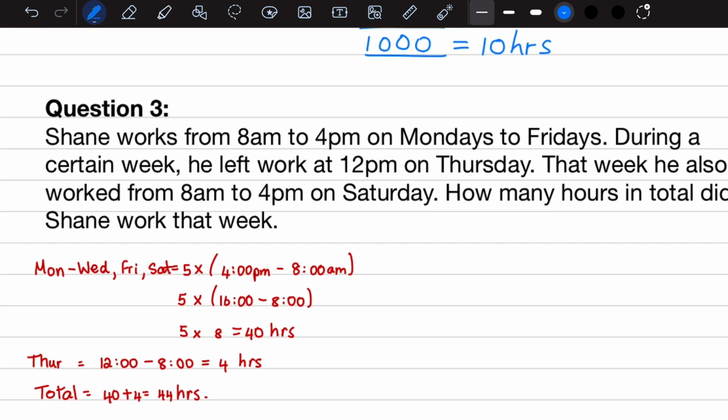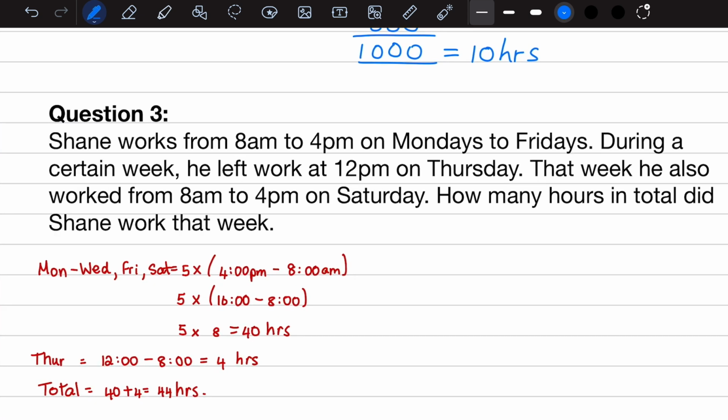Okay, question 3. Shane works from 8 a.m. to 4 p.m. We should know by now that that's 8 hours. During a certain week, he left work at 12 p.m. on Thursday, so he worked a shorter time on Thursday. That week, he also worked 8 a.m. to 4 p.m. on Saturday. All right.